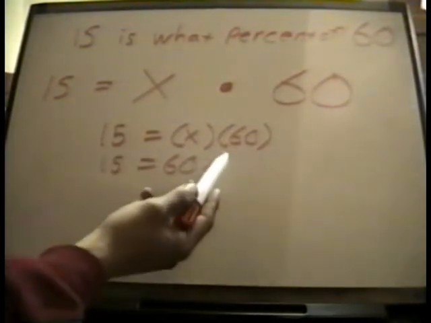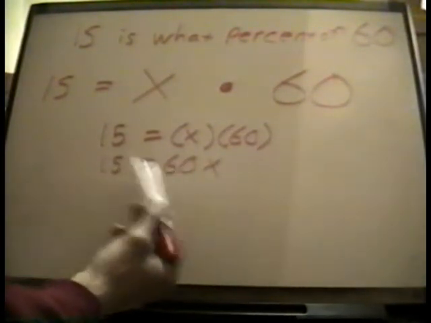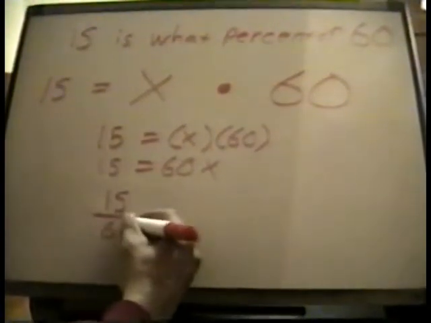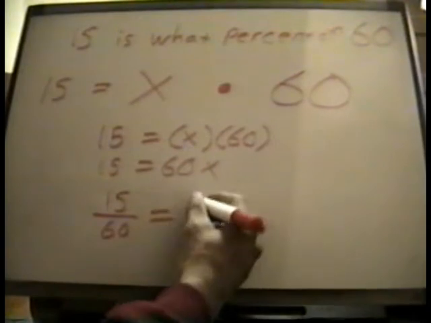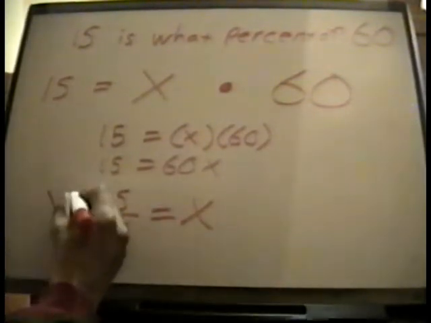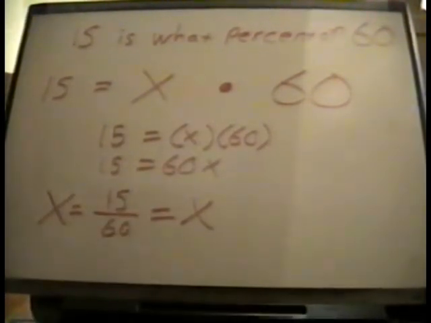But on the right side of the equation, 60 is a multiple. Once we move it to the left side of the equation, we have to divide it and put it under 15 as a division. So 15 divided by 60, or x equals 15 divided by 60.